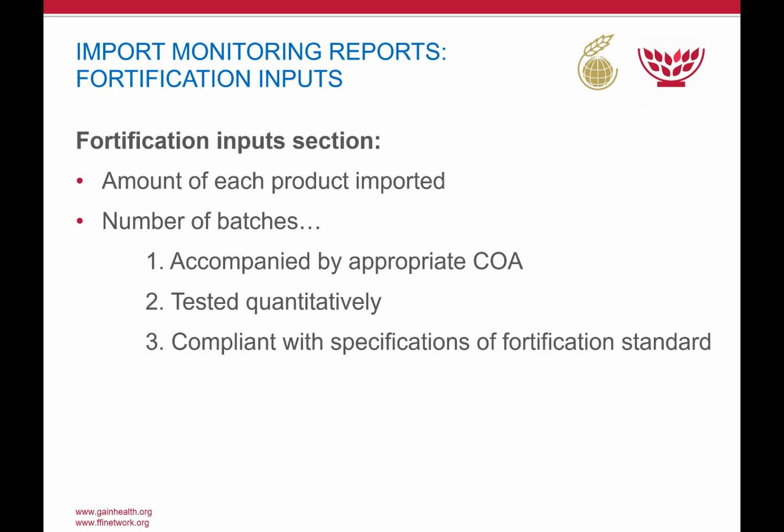The fortification input section of the report should include these items: the amount of each product imported, the number of batches that were accompanied by an appropriate certificate of analysis, the number of batches that were tested quantitatively, the number of batches that were compliant with the fortification input specifications of the fortification standard, if applicable. In the report, data should be categorized by type of fortification input, such as fortificant blend or fortified kernels, and producer.